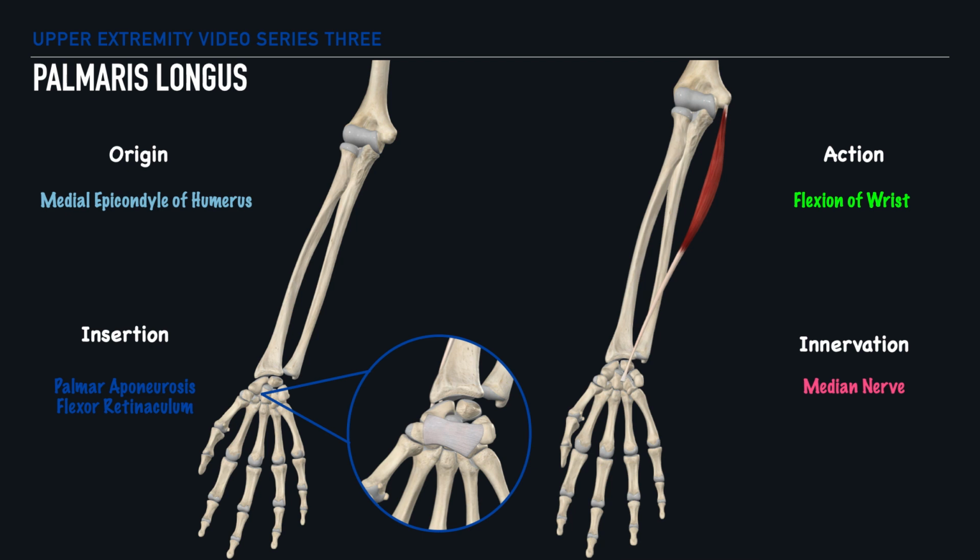Next up is the Palmaris Longus. It originates at the medial epicondyle of the humerus, and it inserts on the palmar aponeurosis, also known as the flexor retinaculum. The Palmaris Longus helps us primarily to perform flexion of the wrist, and it is innervated by the median nerve.